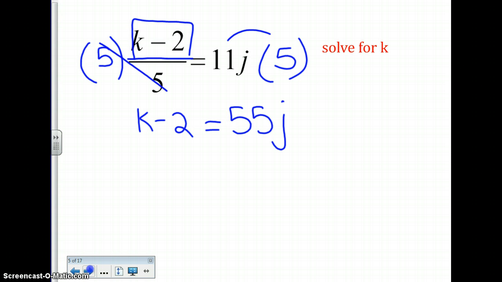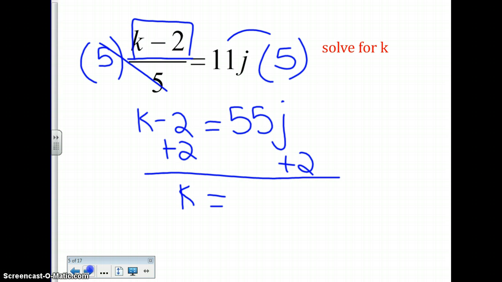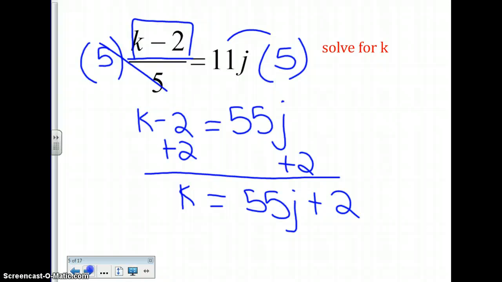Again, looking to isolate k on one side of the equation, we can add 2. So k equals 55j plus 2. I can't combine the j's with 2. I guess going back to last year's example, that would be like apples and plums. So we're just left with k equals 55j plus 2.